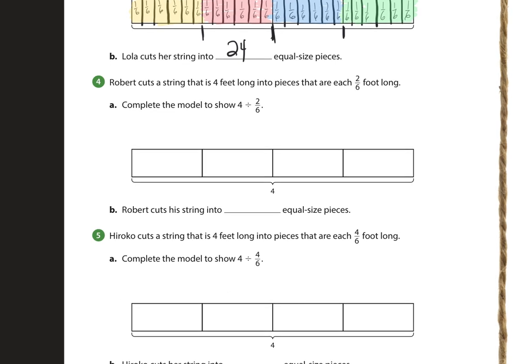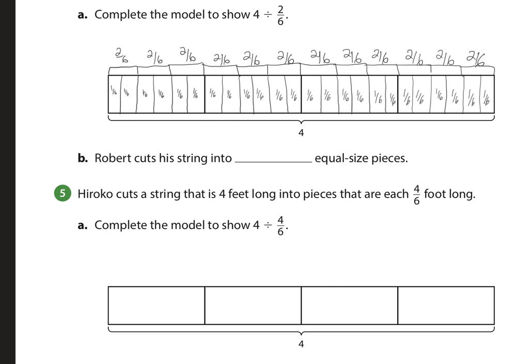Robert cuts a string that is 4 feet long into pieces that are each 2/6 foot long. Complete the model to show 4 divided by 2/6. This model is going to wind up being divided just like the one above it. So I'm going to pause the video, draw all the 1/6 again, and then come back. All right, I have now divided the model up into 1/6 pieces.